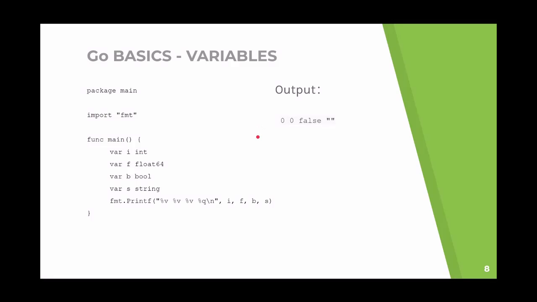Here is an example showing us that if we don't assign a value to a variable, the compiler of Go will give them a default value. In this case, we can see that the default value for data type int is 0, the float is 0 as well. In terms of bool, it's false, and an empty string for string.